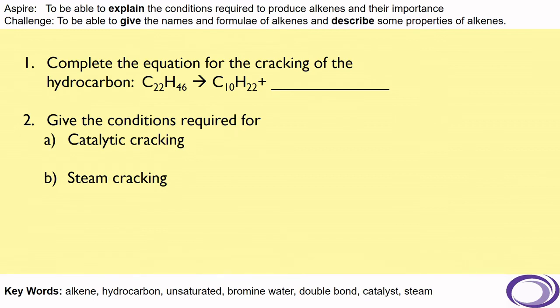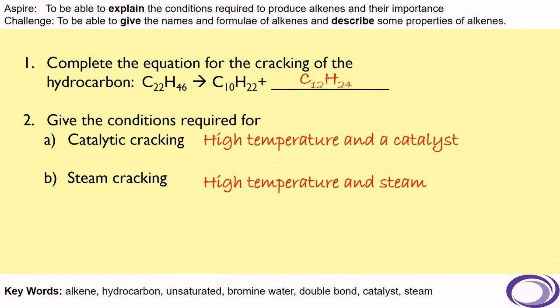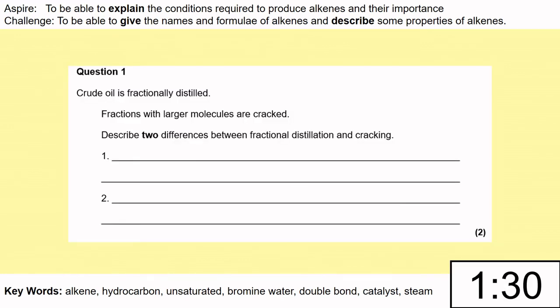Now, the missing hydrocarbon will be C12H24. The conditions for catalytic cracking are a high temperature and a catalyst, and the conditions for steam cracking are a high temperature and steam. So now that we've done that, let's have a go at an exam question.